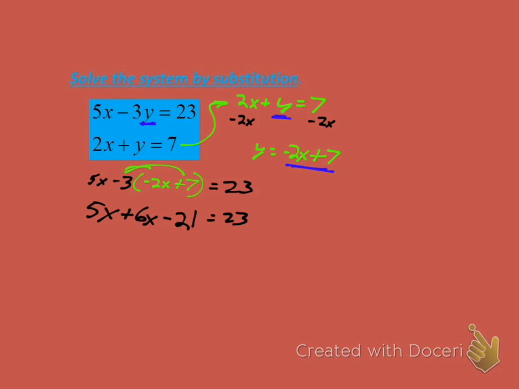Your next step is to what? 6x and 5x, combine like terms. So you get 11x minus 21 equals 23. What's next? Not subtract. Add 21. There you go. Add 21. So 11x equals 44. Divide by 11, so you get x to equal 4.